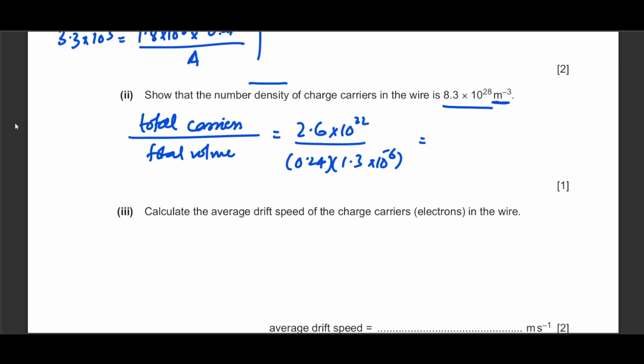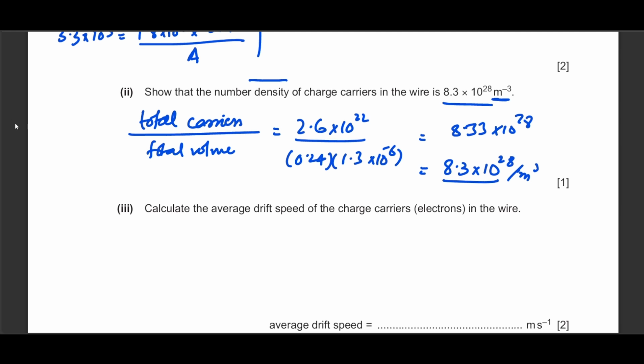When you calculate this properly, this is going to be 8.33 into 10 raised to the power 28, which can be shown as 8.3 into 10 raised to the power 28 per meter cube. So if I were to cut out a piece of 1 meter cube of this material, it will have 8.3 into 10 raised to the power 28 charge carriers to do that job.